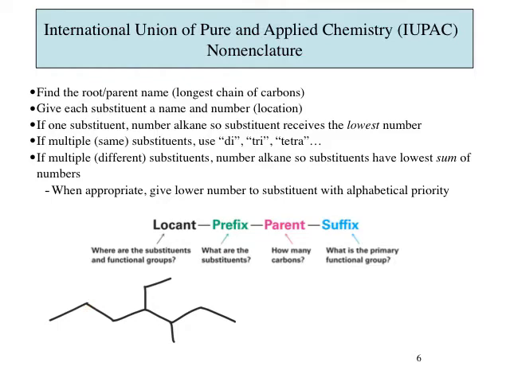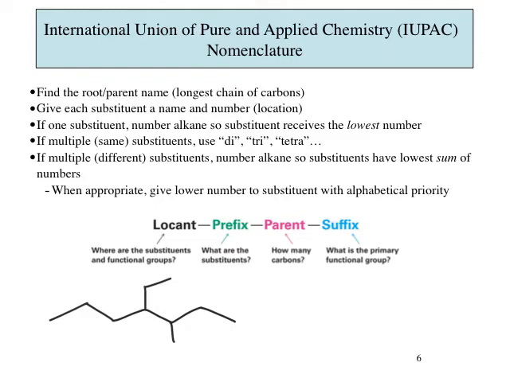We can also try to count through a branch, for example, like this. 1, 2, 3, 4, 5, 6. That's not very long. 1, 2, 3, 4, 5, 6, 7. Seems like 7 is the longest chain. So the parent group here is heptane.